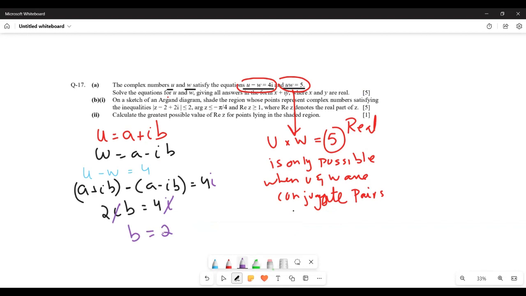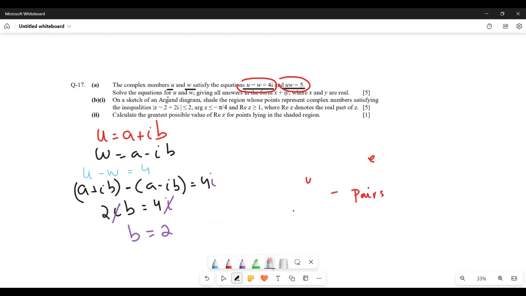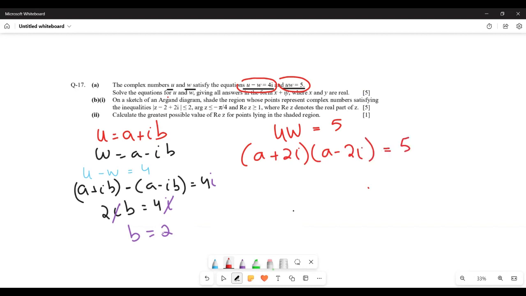All right, now we have to find a. To find a, I'm going to use the other given equation, u times w is equal to 5. So I know a plus 2 iota times a minus 2 iota equals 5. Let's multiply: a square minus 2a iota plus 2a iota, then there's a minus sign, 2 times 2 is 4, and iota square is minus 1, equals 5.